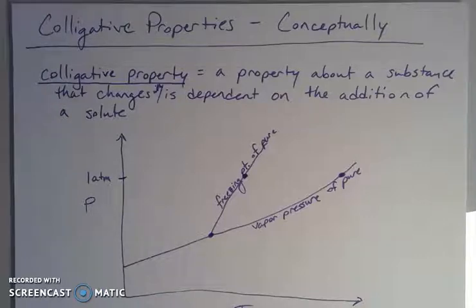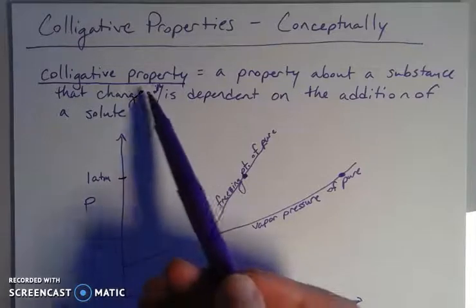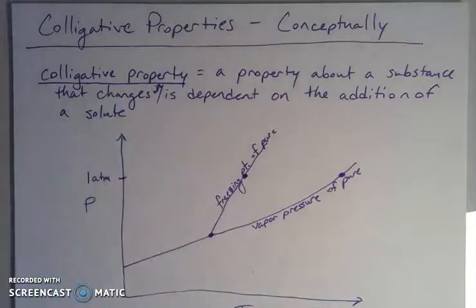Hi guys, today I want to talk about colligative properties, kind of from a conceptual standpoint, instead of running the numbers right off the bat. So, colligative properties are properties or characteristics of a substance that change with, or are dependent on, the addition of a solute.